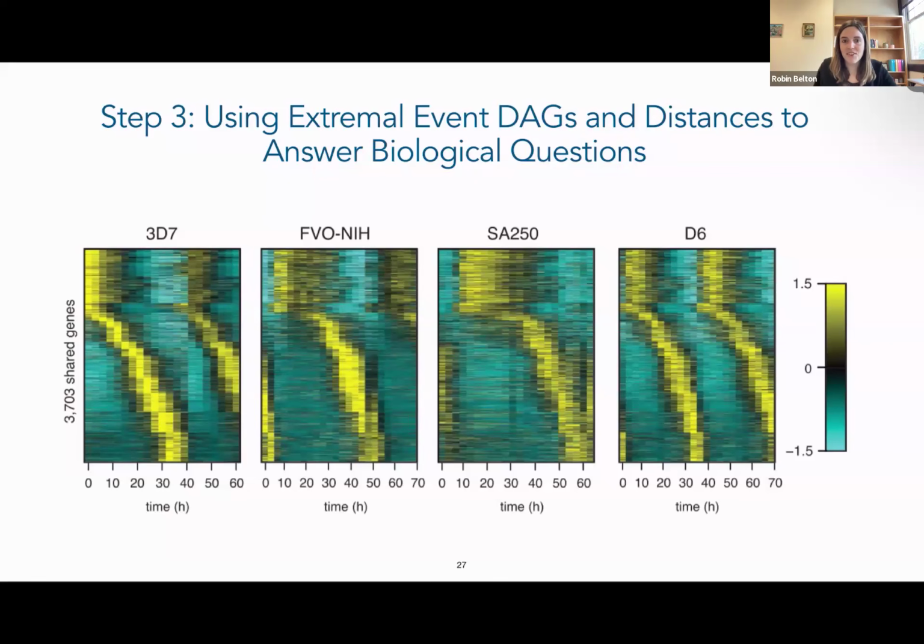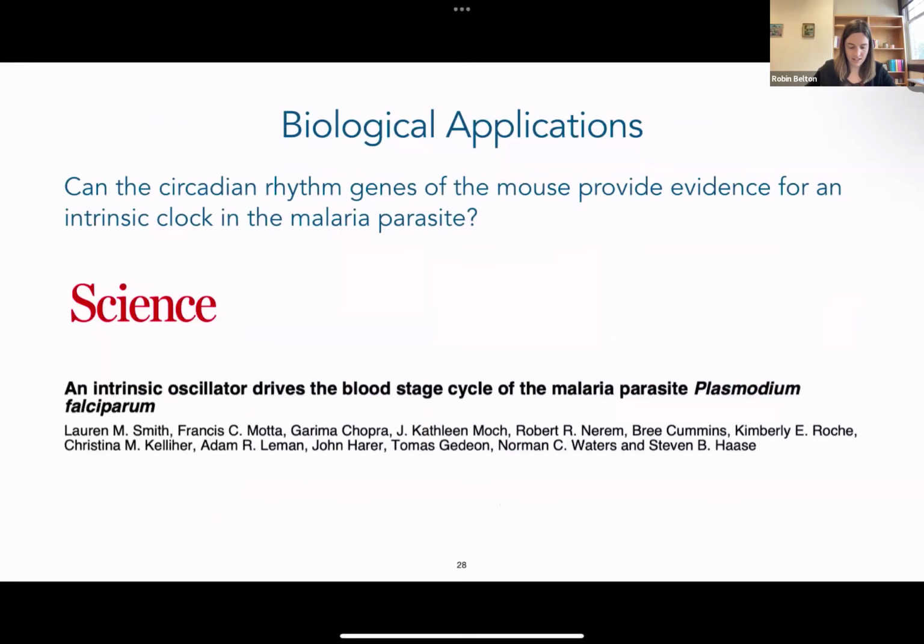All right, so then for the rest of the time, I wanted to talk about some of the applications on how we can use extremal event DAGs and distances to answer biological questions. All right. So the first question I'll look at is, can the circadian rhythm genes of a mouse provide evidence for an intrinsic clock in the malaria parasite?